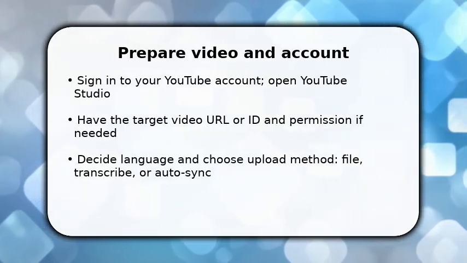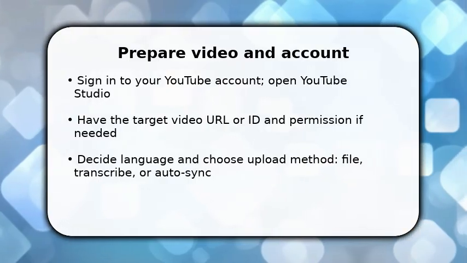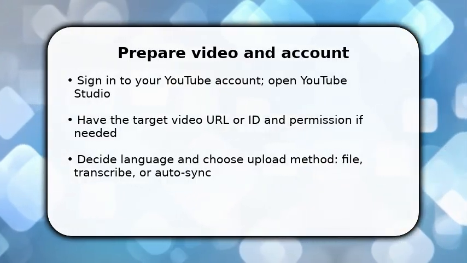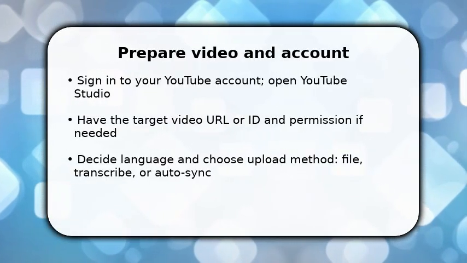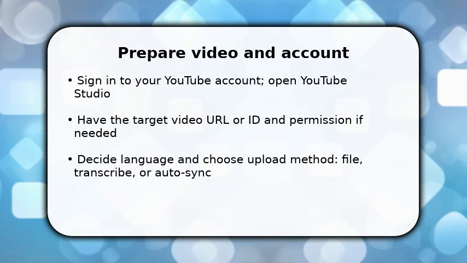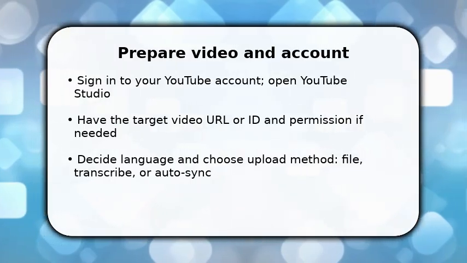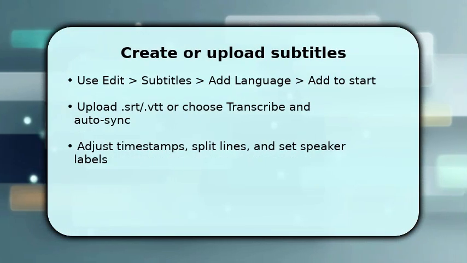Now choose the subtitle workflow: upload a caption file, type and auto-sync, or use the auto-generated track as a base. Make sure you select the correct language first, because YouTube matches timestamps and speech patterns differently per language. You click Edit, open Subtitles, then Add Language and Add to begin.